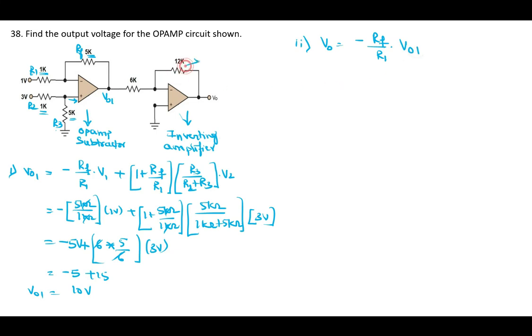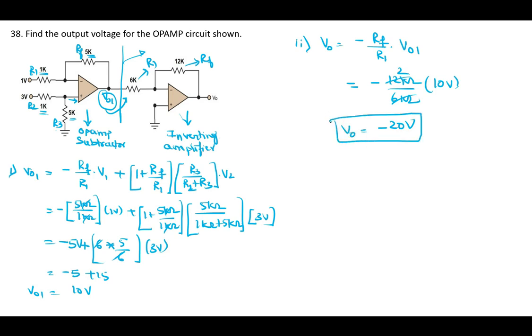In this case RF is 12K, R1 is 6K. This is the second part of the circuit. The values of the circuit components also will change. We need to take care of that. VO1 will form the input to the second circuit. So this is equal to minus 12 kilo ohm by 6 kilo ohm, and VO1 I got as 10 volt. So this will become minus 20 volt. VO is equal to minus 20 volt.